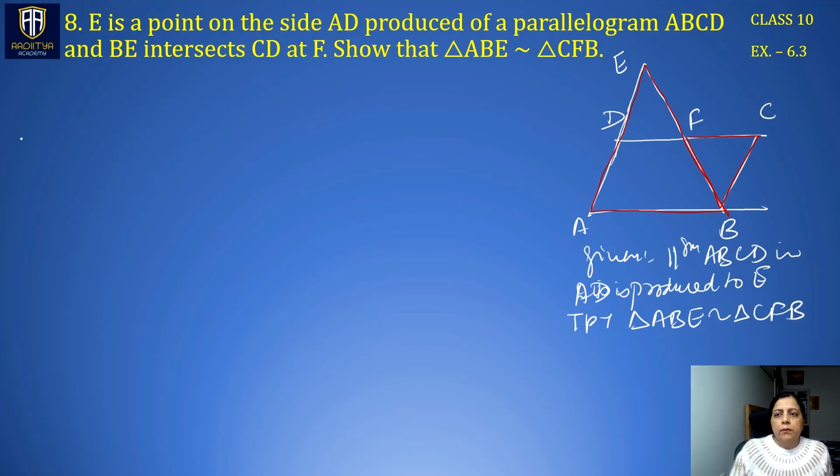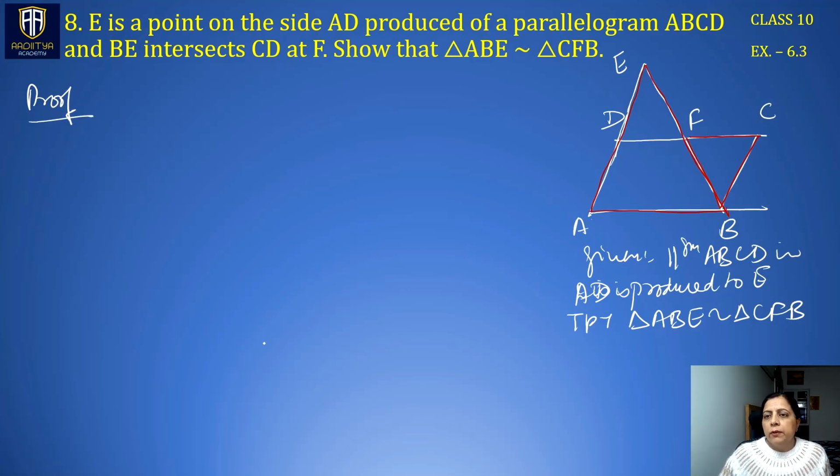CFB, right? So here also check if we can go for some sides ratio. I don't think so, because there are no sides given in any part of the figure. So what we have to look for, in ABE and CFB, since this figure includes a parallelogram, that means we can look for alternate angles or corresponding angles which can be proved equal.